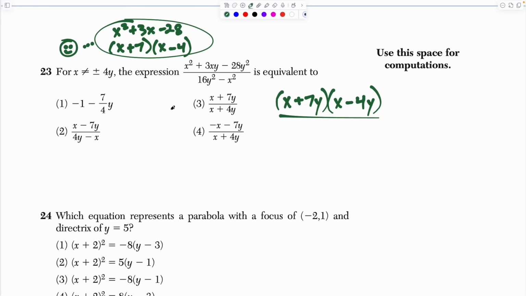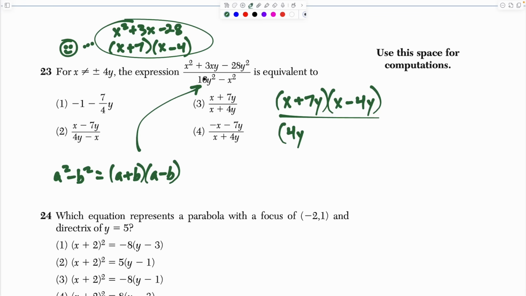And then for this piece over here, what I'm thinking of is a squared minus b squared equals a plus b times a minus b. So the difference of 2 squares, that's how we're going to deal with this. So I say, all right, well, I have 4y times 4y makes 16y squared. So I'm going to have 4y, and then I write my plus or minus, and then I just think x times x makes x squared, and then that's how I factor that piece.